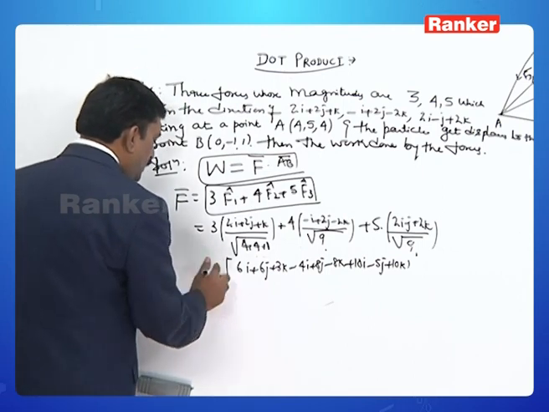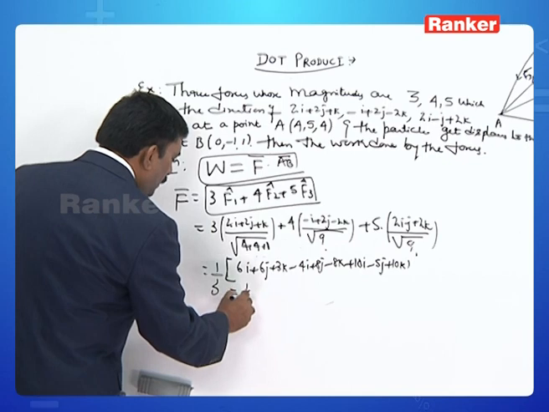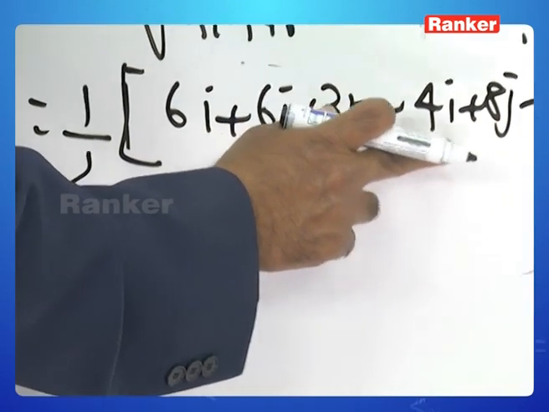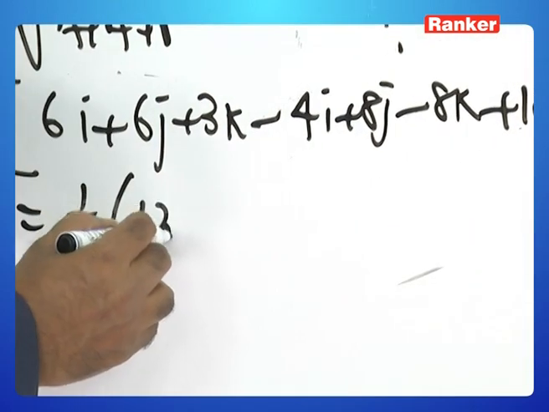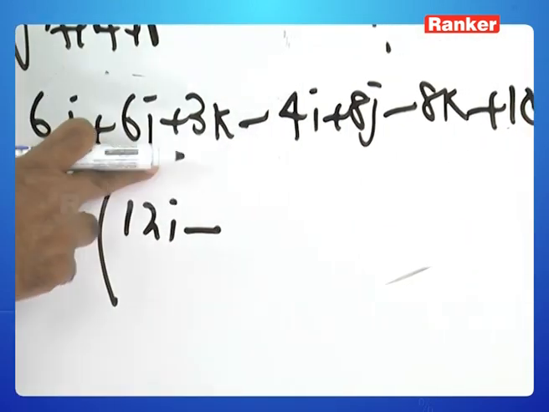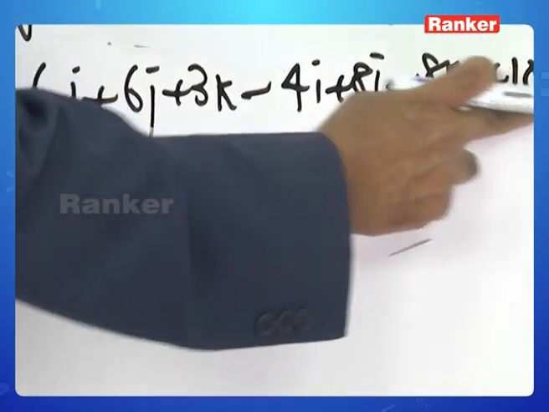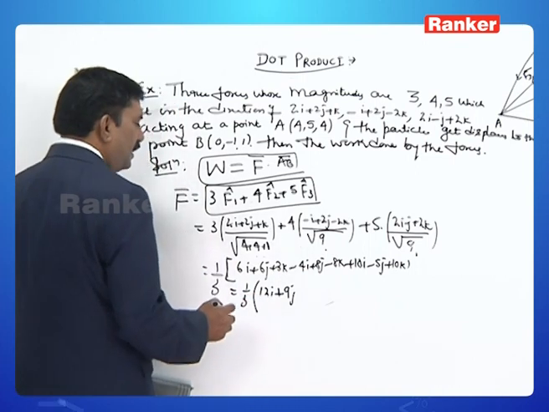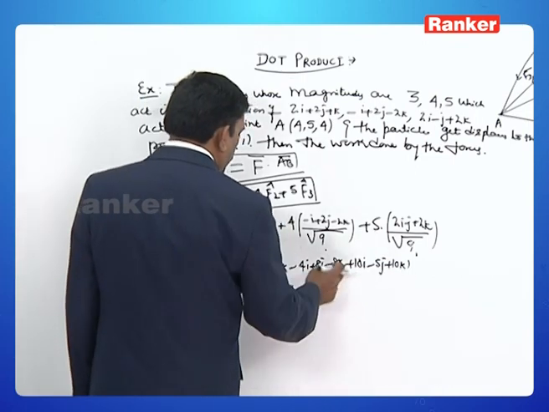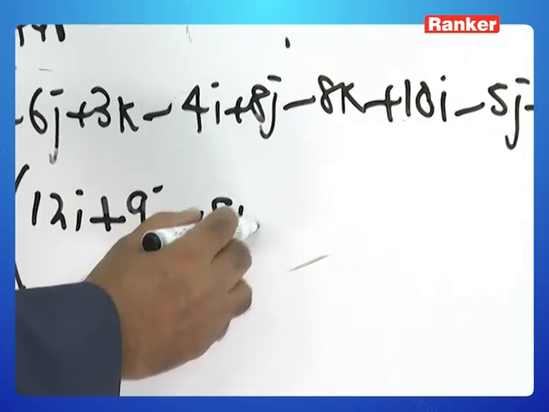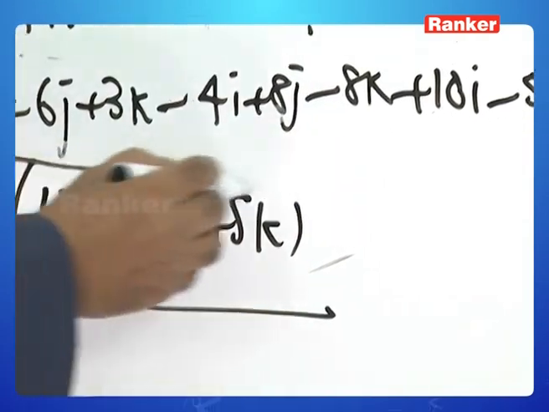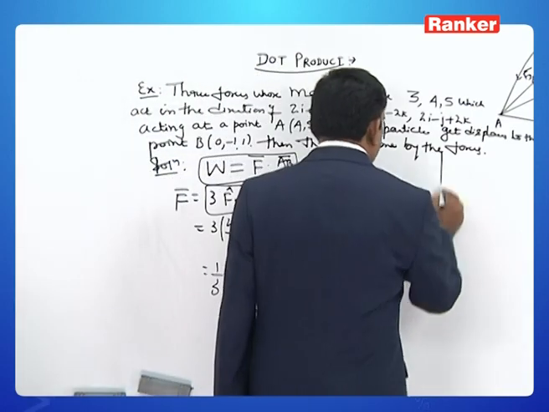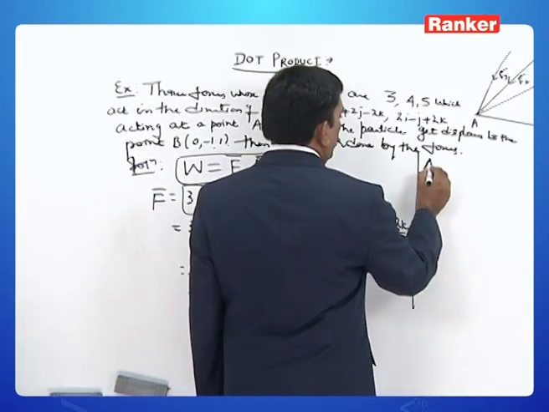So what are you going to get? Now this is equal to 1 by 3 into 6 minus 4i, 2i plus 10, 12i. Next, 6j plus 8j minus 5j, this is 9j. 3k minus 8k, that is 13 minus 5, it's 5k. This is nothing but F bar. So therefore, now let us find out AB bar.